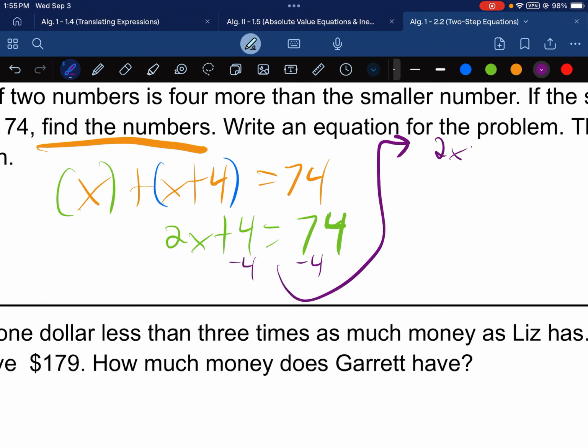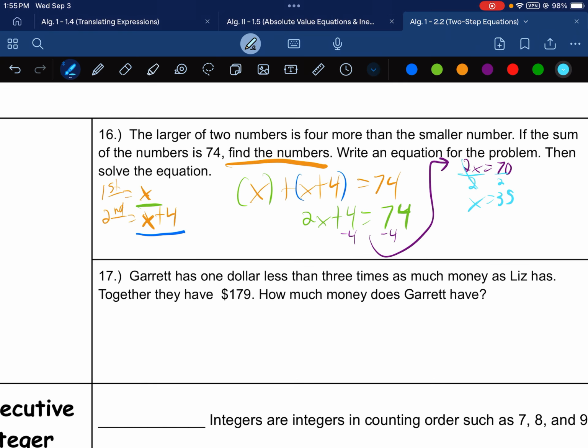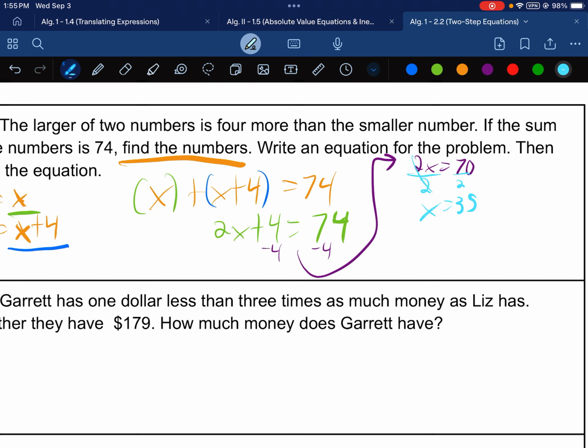So subtracting 4 from each side, I'm going to move it up here so I have room, gives us 2x equals 70. Now if we divide both sides by 2, we get x to be 35. So the smaller of the numbers is 35 because that's what we called x, meaning the bigger number is 4 more than that, 39. So our two numbers are 35 and 39. And we don't need labels because these are just numbers. It's not like it's saying $35 and $39 or something like that.